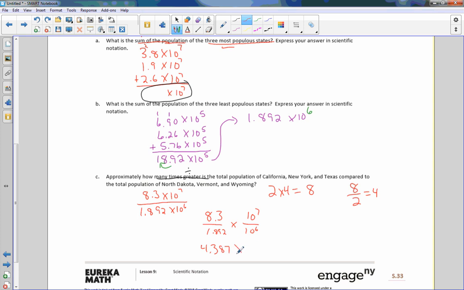4.387 times, and remember our rule, 10 to the 7 minus 6. I'm going to show it just to recall that. And that is going to yield 4.387 times 10 to the 1, which is just 10. And 4.387 times 10 moves the decimal one place to the right, so it's 43.9. And I'm going to give an approximation symbol. That's how many times greater. That means for every person in North Dakota, Vermont, and Wyoming, there are almost 44 people in California, New York, and Texas. 44 to 1 almost.